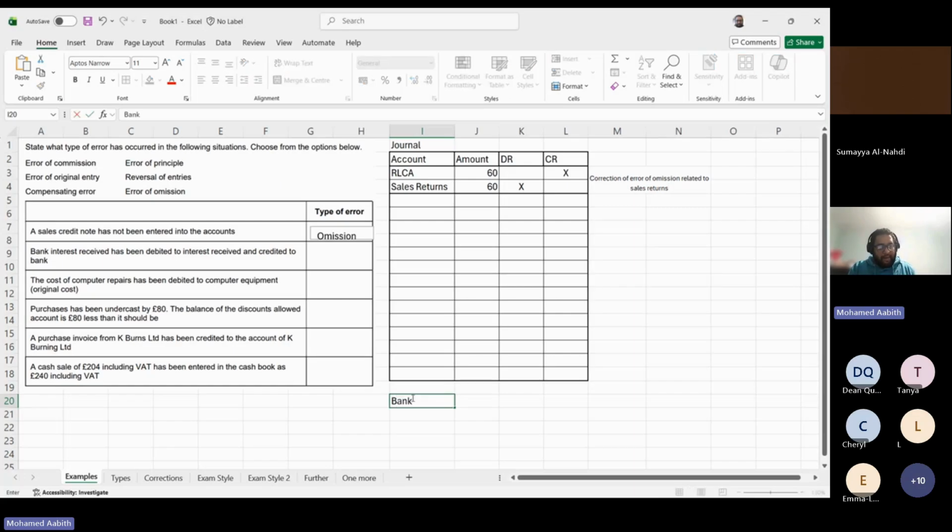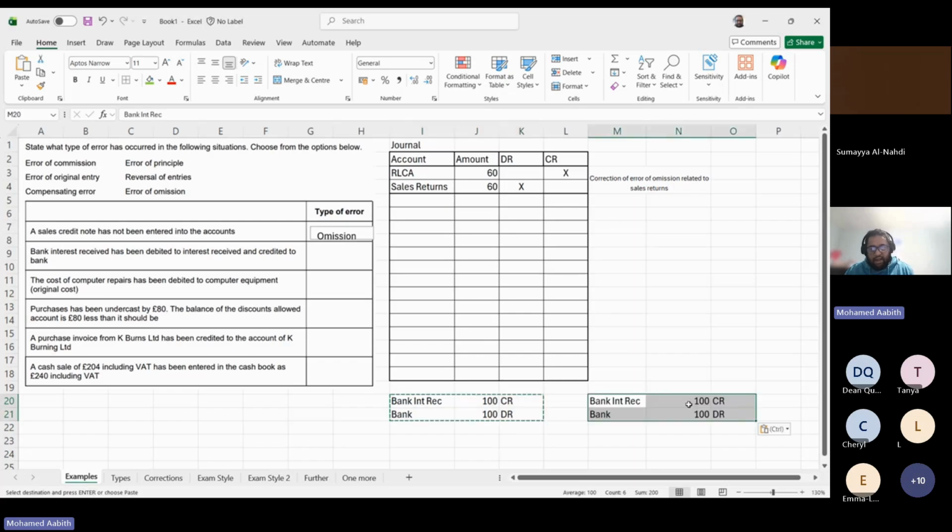So here, bank interest received £100. This is going to be a credit entry, and bank should be £100 debit. This is what should have happened. But what happened instead, though? Instead of that, we made an error. The entry was swapped. So this is what happened now.